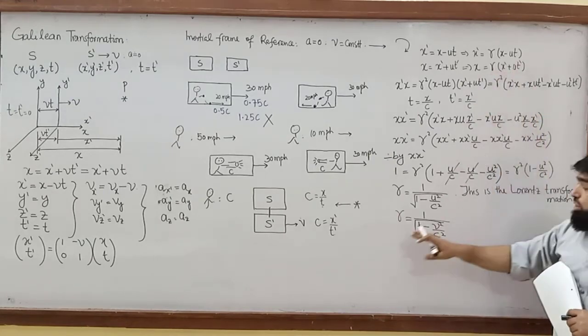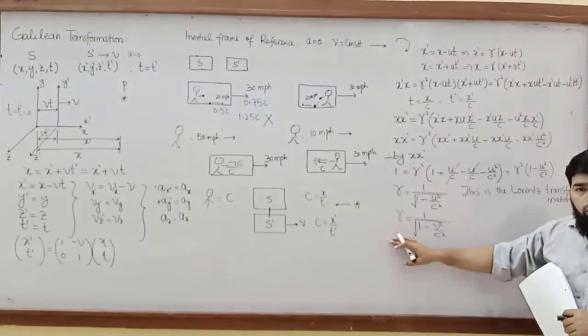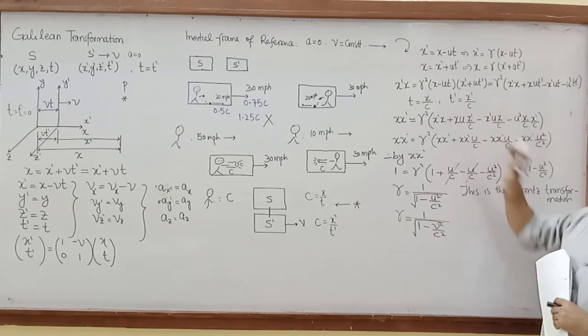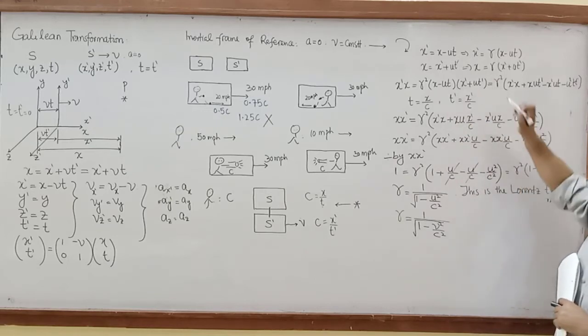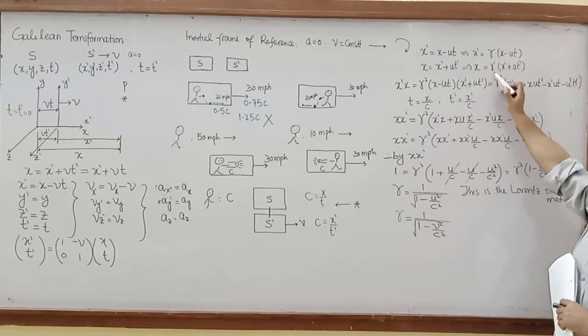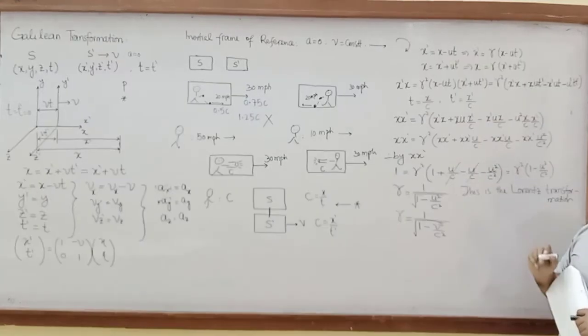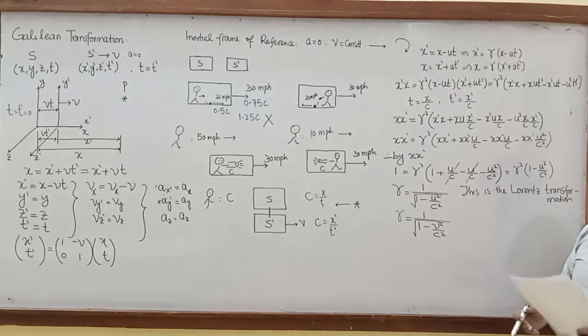So gamma is not something that we defined. Gamma is something we derived mathematically: if both the frames have an error in the measurement of x and t, space and time, then that error will be equal to the value of gamma.